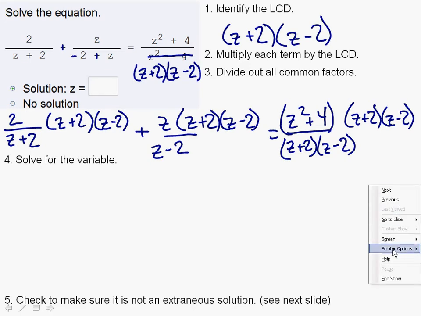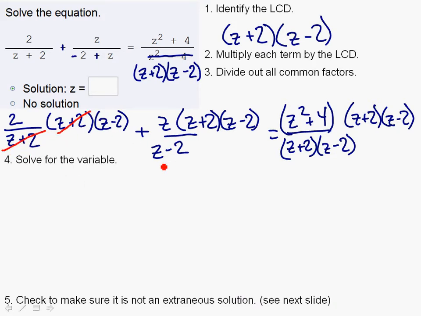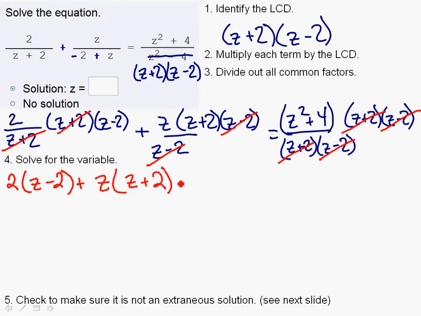Now, step 3, I'm going to divide out all my common factors. So I have z plus 2 here and here. I have z minus 2 here and here. And I have z plus 2 as well as z minus 2 there. Now I'm going to solve for the variable z. So I'm left with 2 times z minus 2 plus z times z plus 2 equals z squared plus 4.